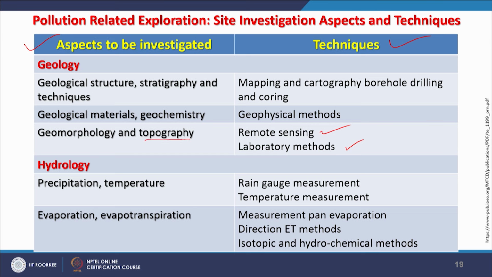Then hydrology is related. We need the meteorological data, precipitation data, temperature data. For that, maybe some rain gauge station for a possible site has to be installed, and temperature measurements. If that kind of detailed information is not available from a nearby meteorological station, then exploration about evapotranspiration. So, if this information is not available, it has to be collected before a site is declared for waste disposal.